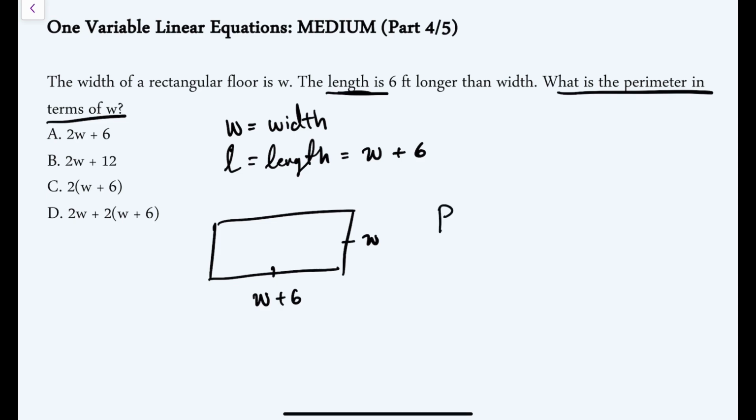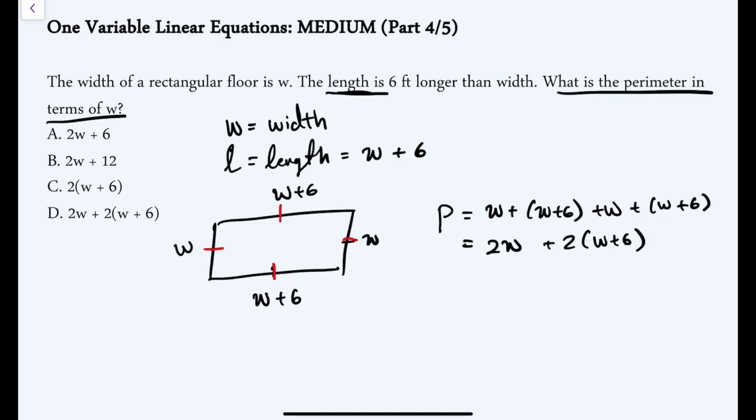So perimeter, remember, that's just adding every single side. So we need to add every single side here. That would be W plus 6 plus W plus W plus 6. Some people prefer to write this as 2W because we have 2 of them, and some prefer to write it as 2 times W plus 6, like that. Both are okay. Just stick with what you prefer and what clicks better.